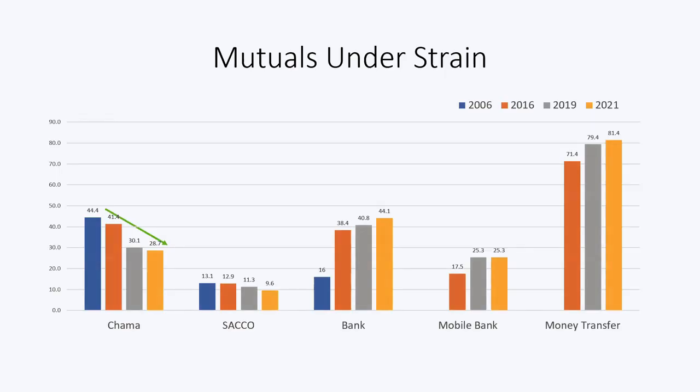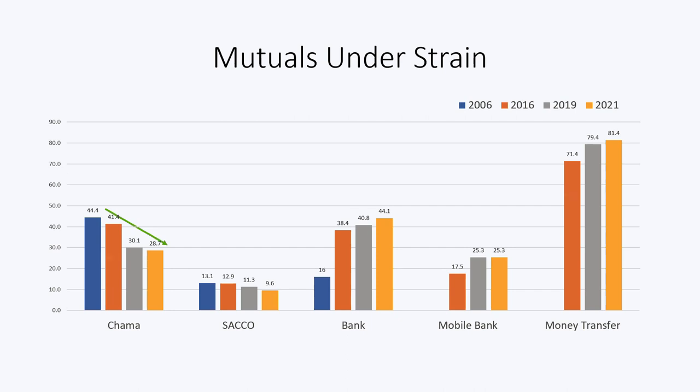So, what do we see? Those are what mutuals are. Those are what chamas are. What do we see going back to that iceberg? Well, as you can see on the left, that mutual iceberg is melting. We see a decrease in the number of chamas under the FinAccess. And the question is, how many people say that they are in a chama? And that number has been going down, as it has been going down for SACCOs as well.